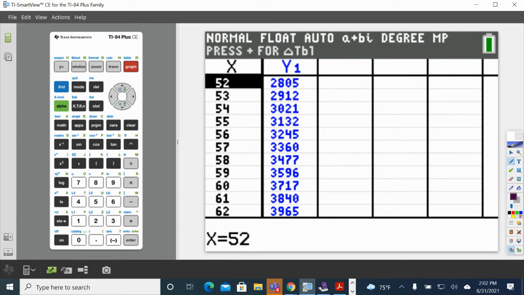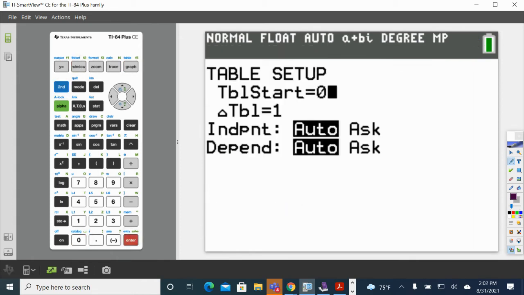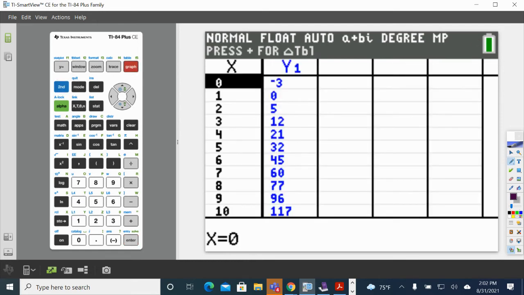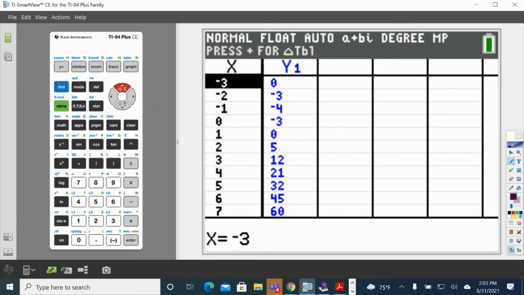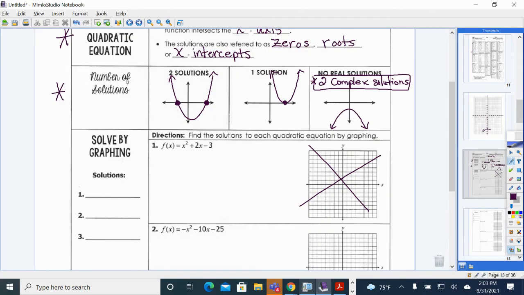What's happening at -3? Let me jump in my table so I can get to -3 pretty quick. So we thought it was at -3 and a +1. And if you look at the -3, the key here is that the y value is a 0. And at 1, the y value is a 0. Those are my two answers, -3 and 1.